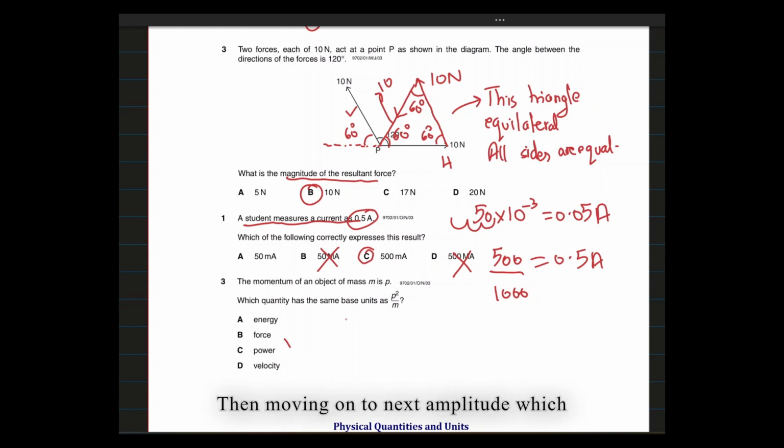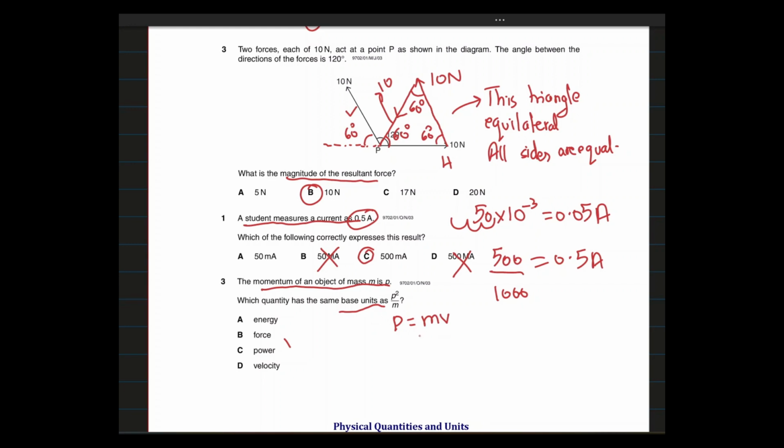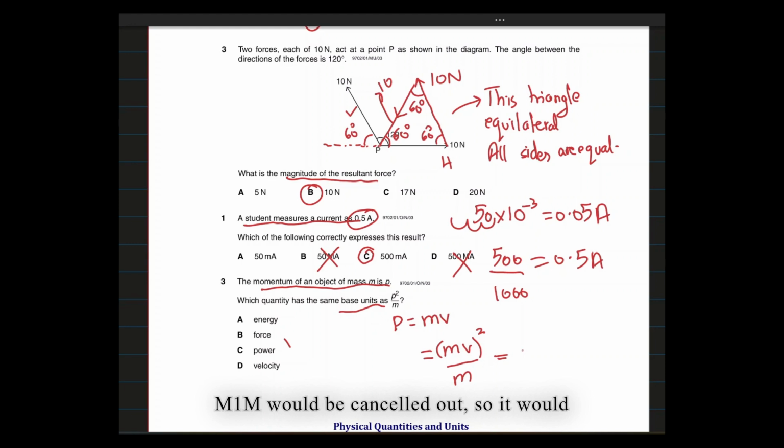Then moving on to the next MCQ. The momentum of an object of mass m is p. Which quantity has the same base units as p square upon m? We can check the unit. We know that momentum is mass into velocity. So p square upon m would be mv whole square upon m. One m would be cancelled out, so it would be mv square.